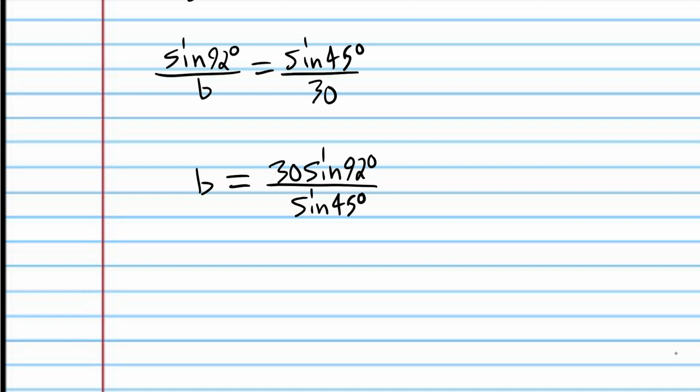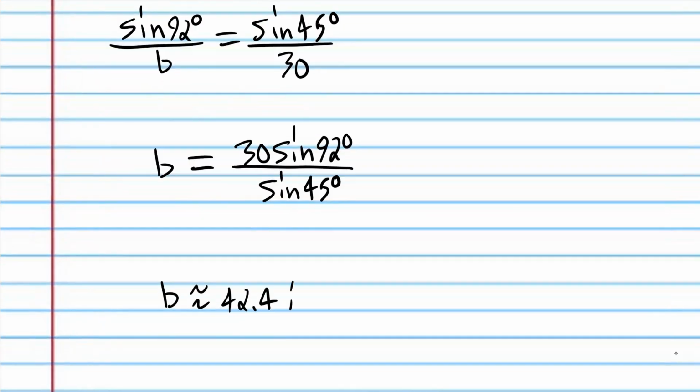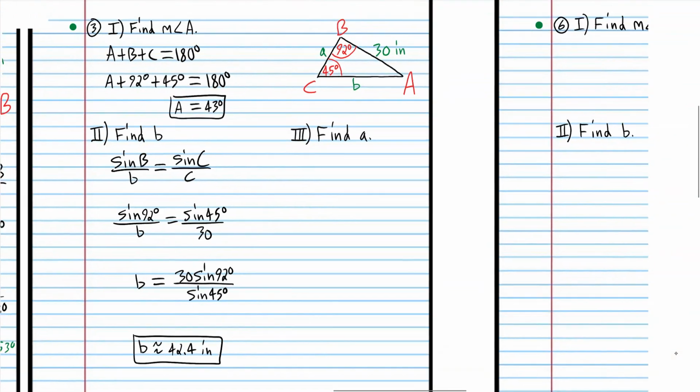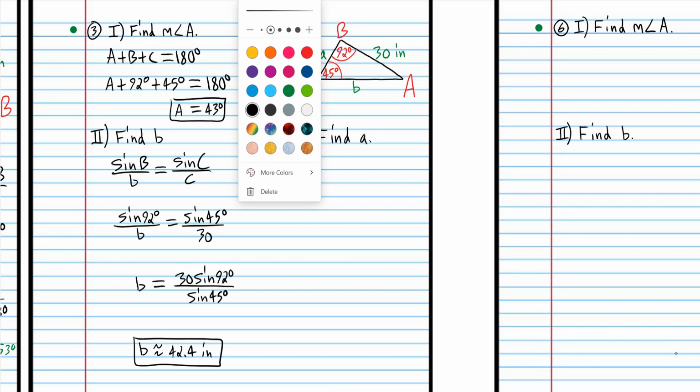So 30 times sine 92, enter, divided by sine 45, enter, and we get 42.4 approximately. 42.4 inches. So if you got that one, good job. But we still have to find the length of side A, right?